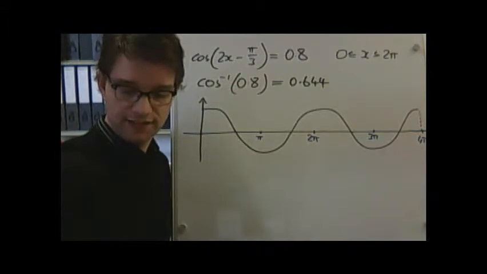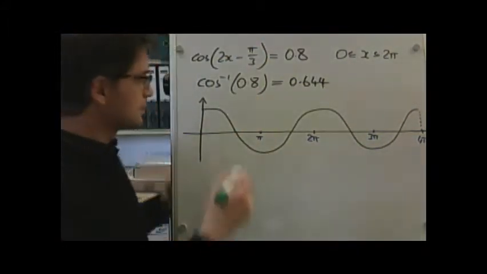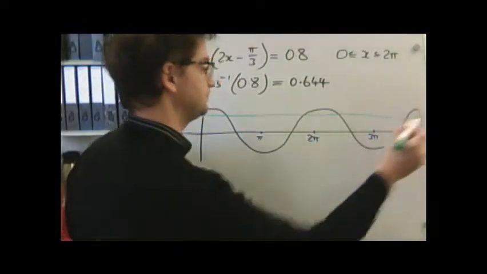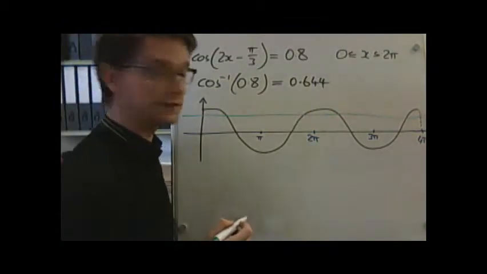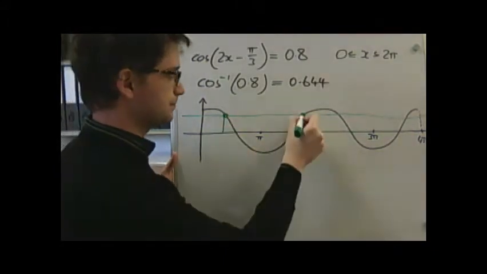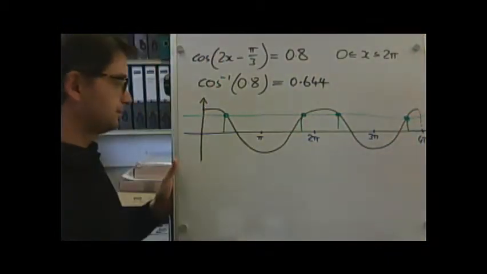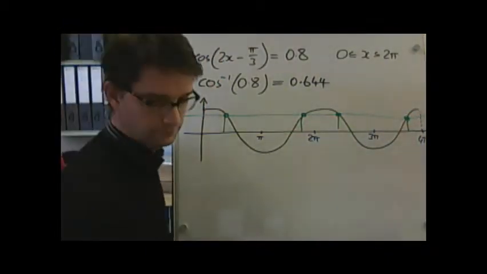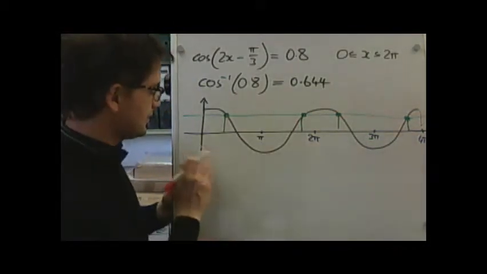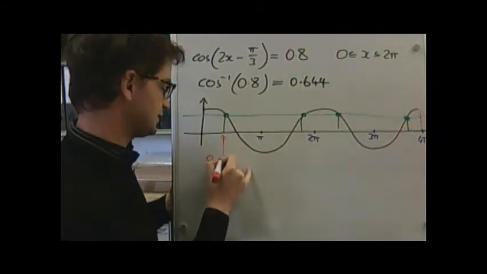Okay, so this is a standard cos curve. I've not done anything weird with it. I'm looking for values that give me 0.8. It's a slightly wonky straight line, but it'll do. And here are the first two solutions, and then there's 2 more here. And the calculator has told me that this first one is 0.644.